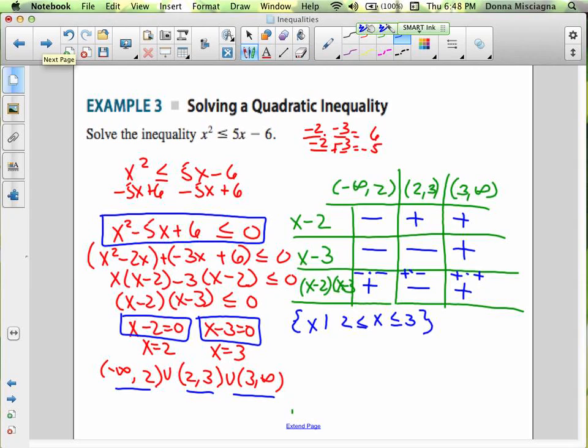Yeah, so we will include the 2 and the 3 because we're going to get zeros when x is 2, because 2 minus 2 would be 0, and 3 minus 3 would be 0. So right at 2 and 3, they're going to be 0. And that's okay because we're less than or equal to. We wouldn't have included 2 and 3 if that was just less than instead of less than or equal to. So that's our interval. So now let's graph.